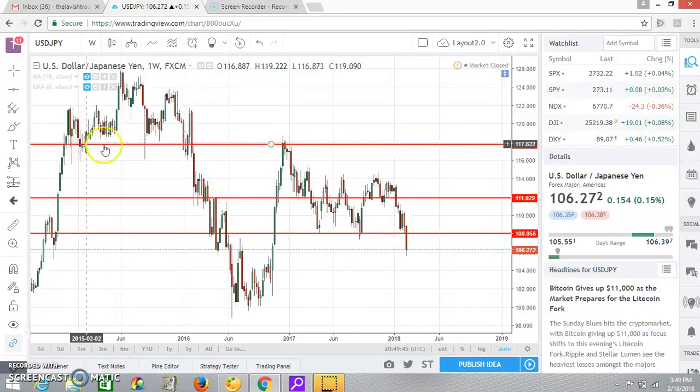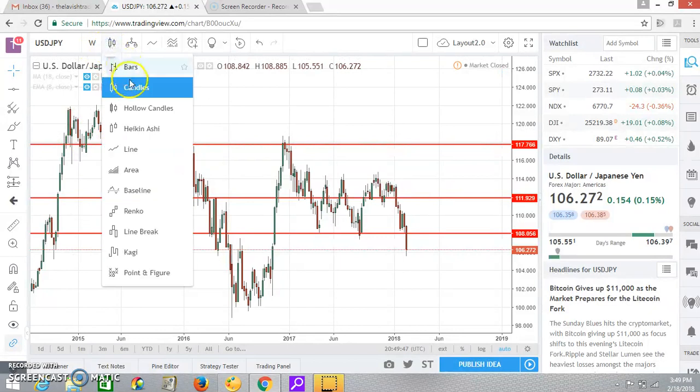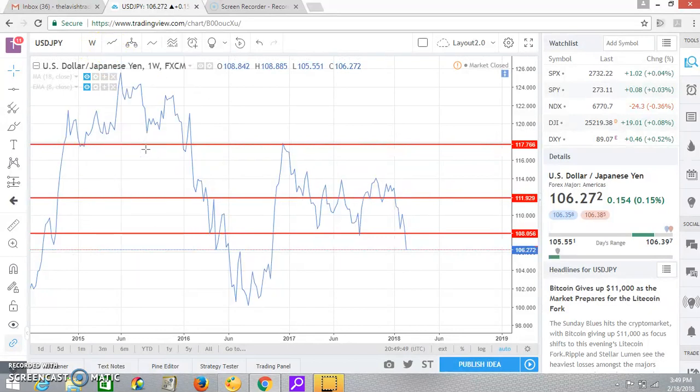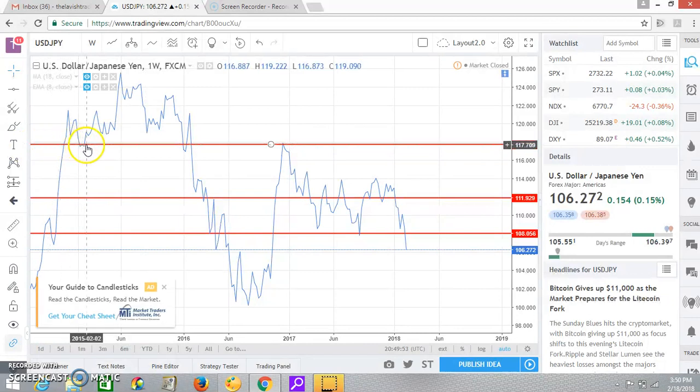so I'm going to go to the line chart real quick. Okay, so these are all levels. This is support right here, support, resistance right here, support, levels of indecision, resistance, overlap, because it's overlapping. So resistance, resistance, and support.